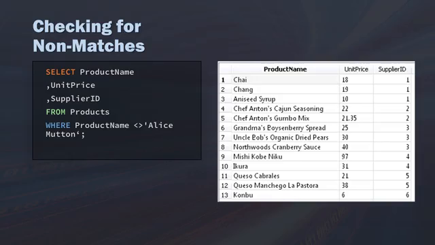We'll add our operator, in this case, not equals, and then because this is a string value, we'll add those single quotes around the string we want to filter out.